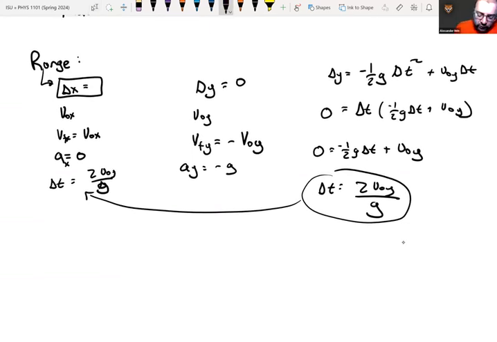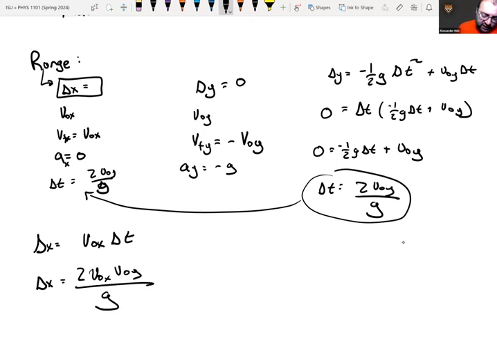And then what you know is that delta x is just equal to v naught x delta t. Again, if your acceleration in the x is 0, then the first term, the 1 half a delta t squared term, goes to 0. So this is all you're left with. And so what that means is that delta x, your range, is just equal to v naught x, and we'll multiply the 2, v naught y over g.